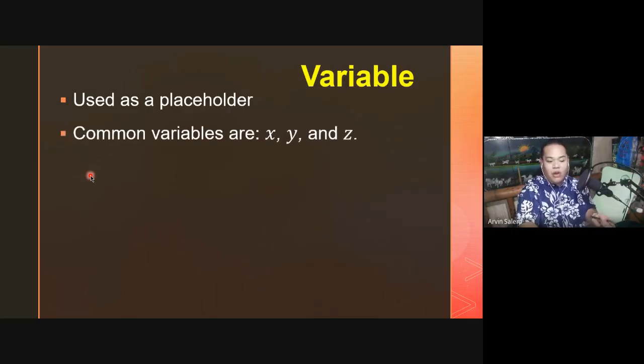So common variables are x, y, and z. For example, x squared plus 3 equals 5. So x is the variable there.